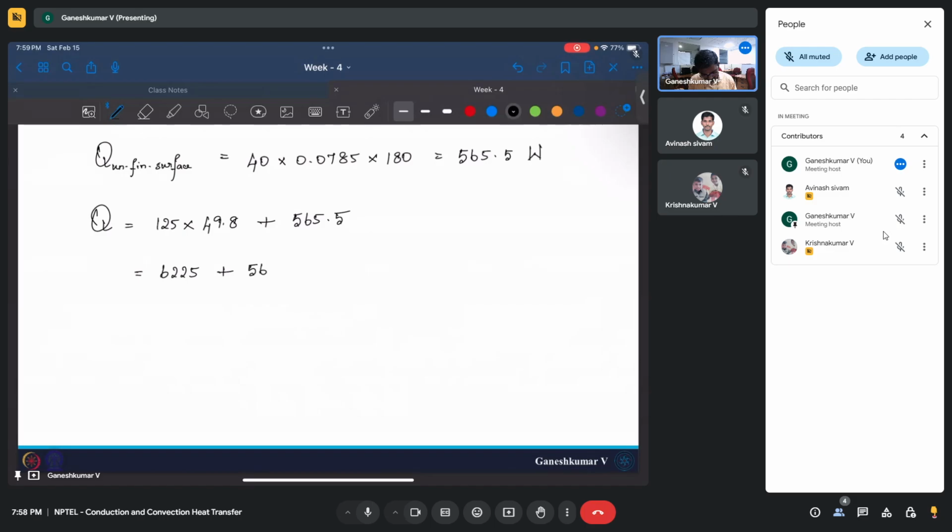However, in the unfinned surface we have very little heat transfer. So adding a fin will enhance your heat transfer to a very high extent. The total comes out to be 6790.5, which is like 6.79 kilowatts. These are all per meter. So please note that.